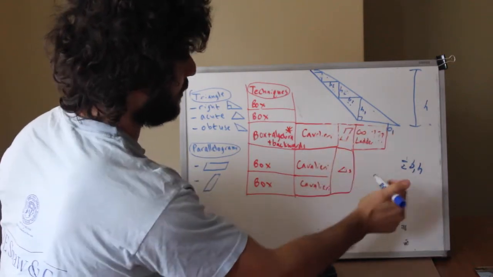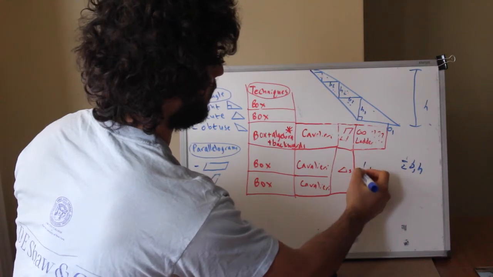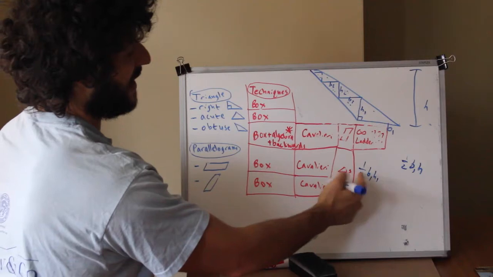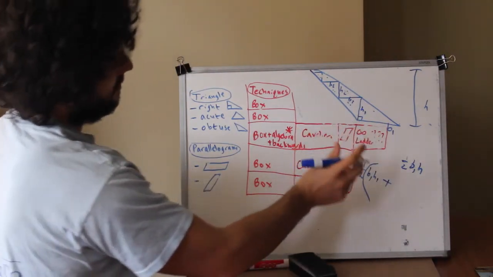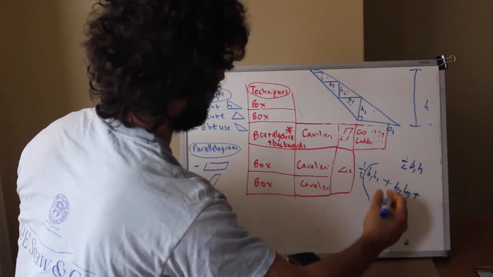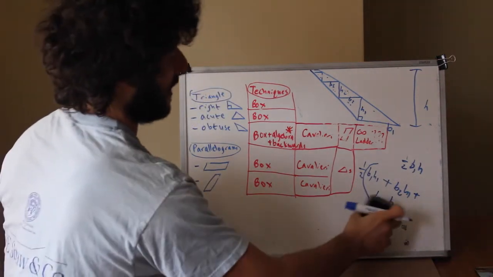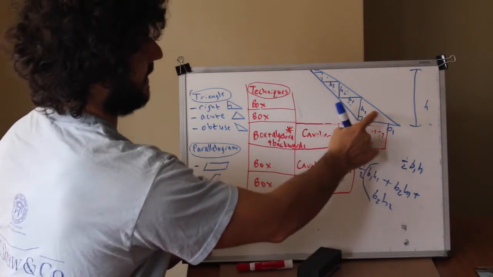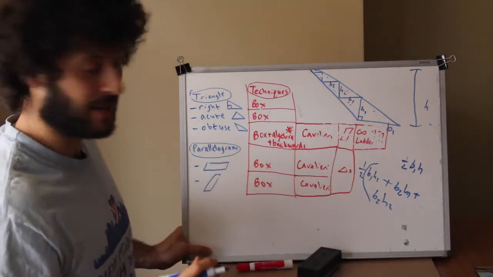So essentially we would add up base 1, h1. The area of this triangle would be 1/2 of base 1, h1. Now I'm just going to factor out this 1/2 so I don't have to keep writing it, plus base 2, h2. All I'm doing is summing the area of each individual triangle, which happens to be a right triangle, so we know how to find its area.